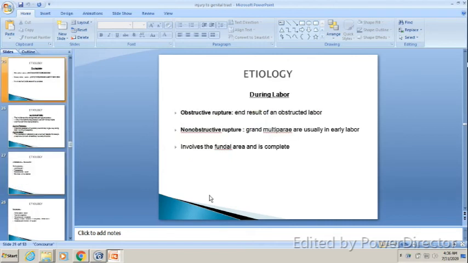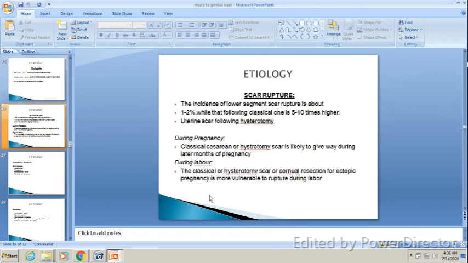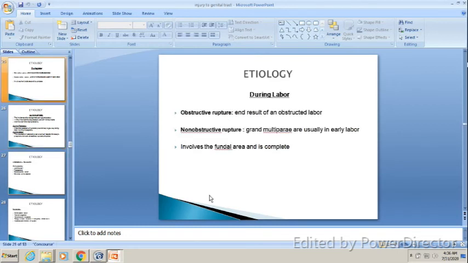Obstructive rupture is the end result of an obstructive labor. In non-obstructive, grand multipara, usually in early labor, involves the fundal area and is complete. Okay. In grand multipara, what happens? If you give a trial in a case of a big size baby, then what happens? Usually the fundal area gets ruptured. Okay, and it's always a complete rupture.